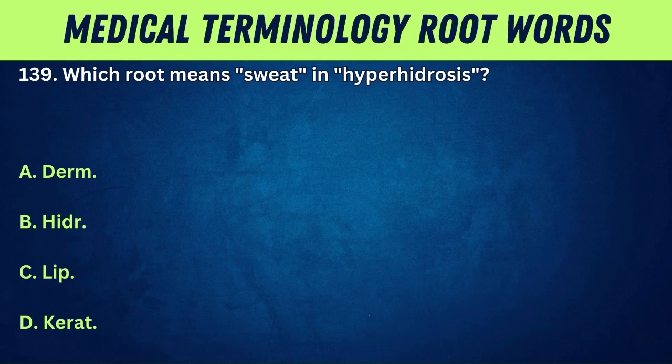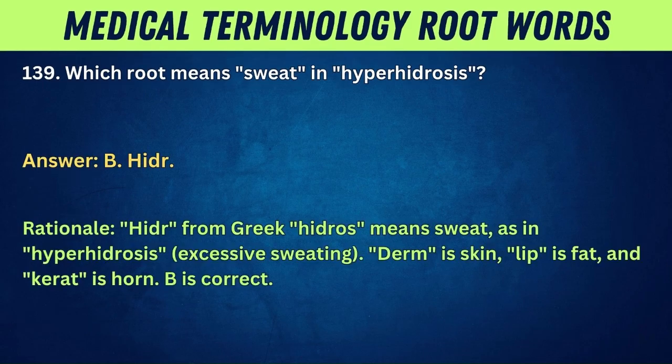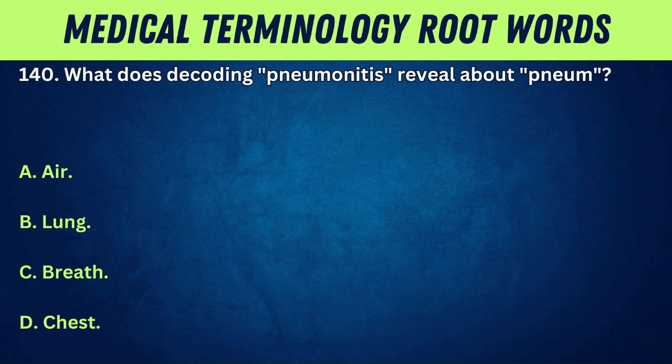139. Which root means sweat in hyperhidrosis? A. Derm. B. Hidr. C. Lip. D. Kerat. Answer, B. Hidr. Rationale. Hidr from Greek hidros means sweat, as in hyperhidrosis, excessive sweating. Derm is skin, lip is fat, and kerat is horn. B is correct.